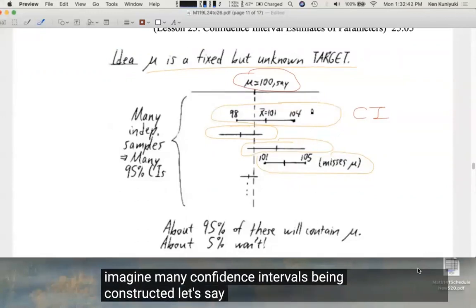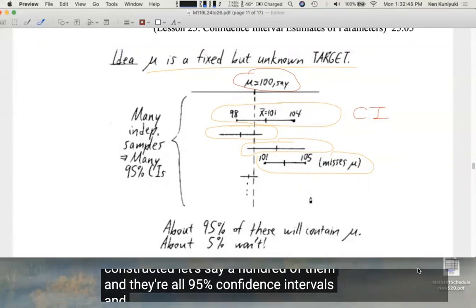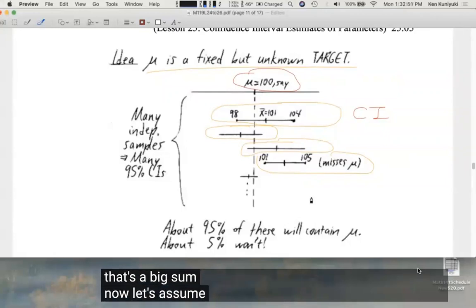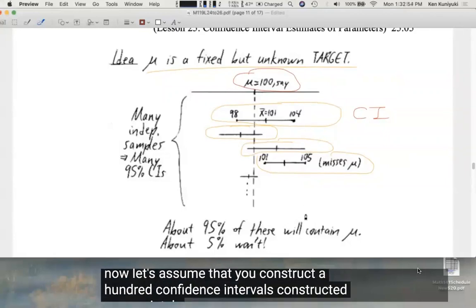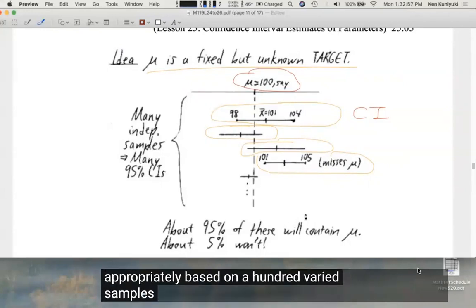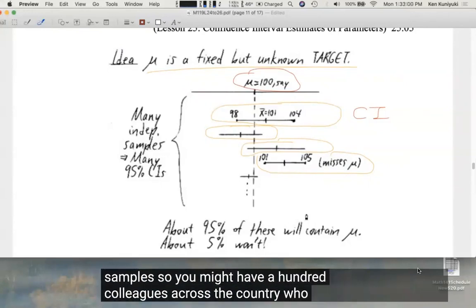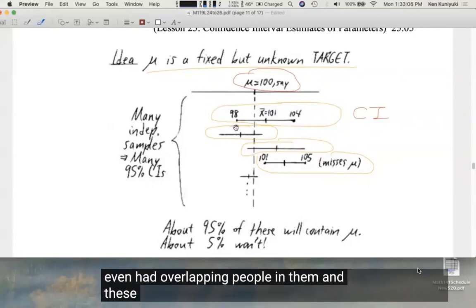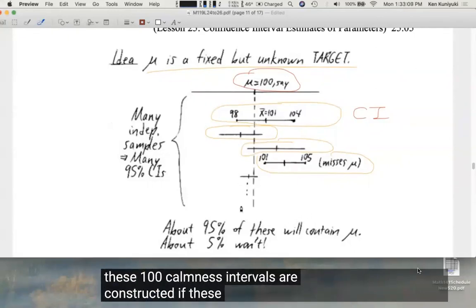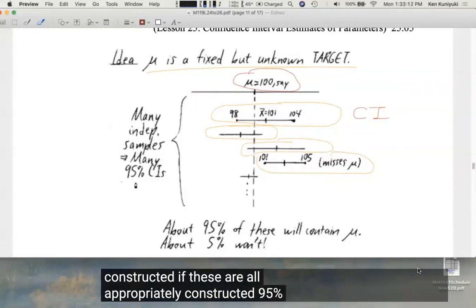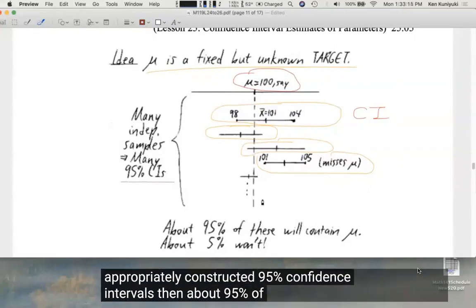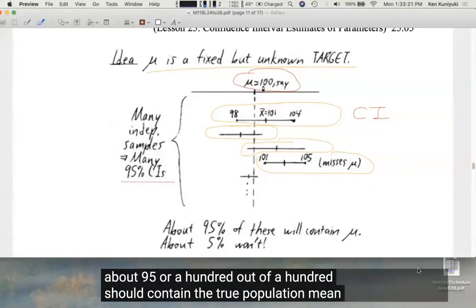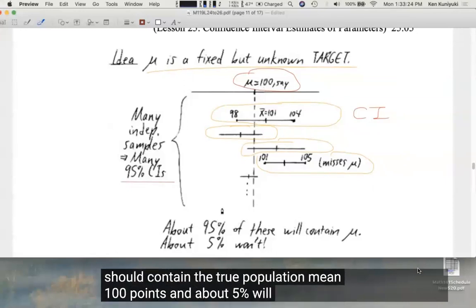One interpretation for a 95% confidence interval is that if you imagine many confidence intervals being constructed, let's say 100 of them, all 95% confidence intervals, and let's assume they're all constructed appropriately. That's a big assumption, though. Let's assume you construct 100 confidence intervals based on 100 varied samples. So you might have 100 colleagues across the country who took 100 random samples. They could have even had overlapping people in them. If these are all appropriately constructed 95% confidence intervals, then about 95 out of 100 should contain the true population mean, 100 points, and about 5% will not.